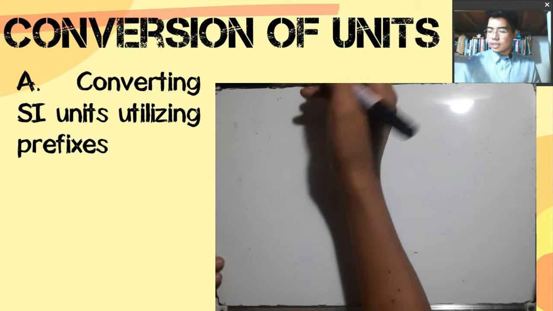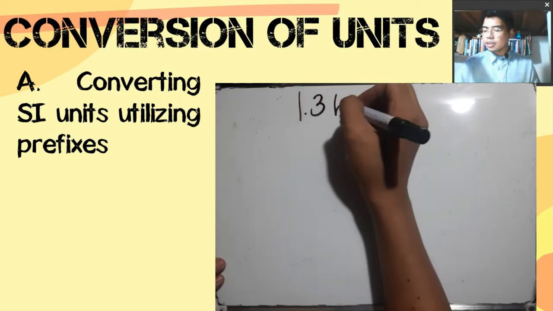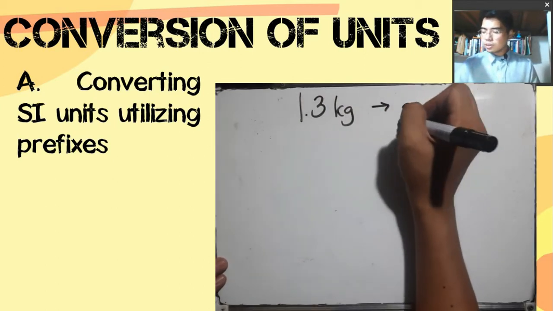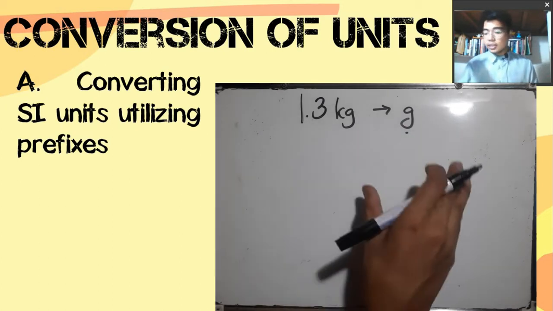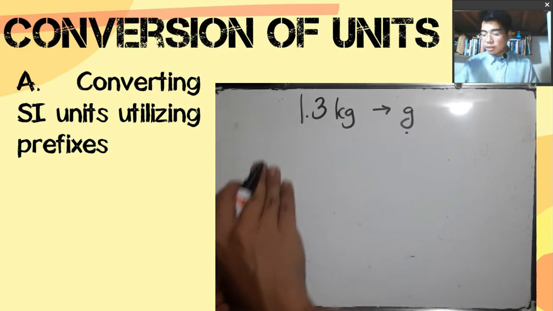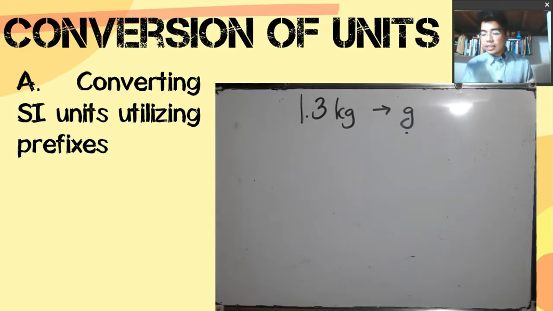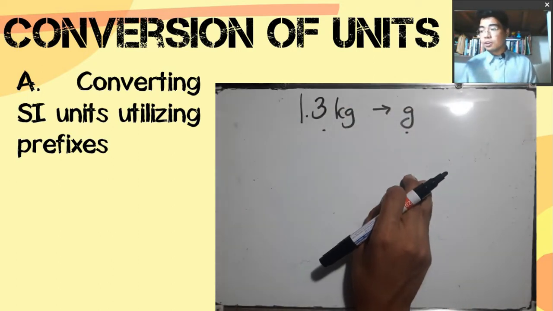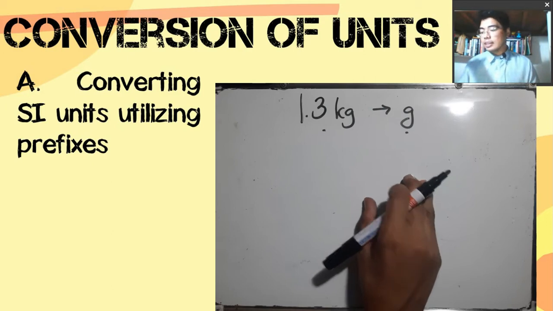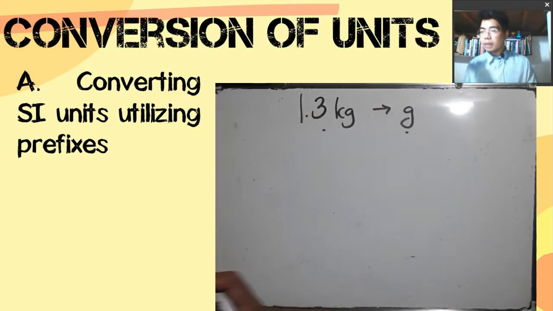The second one, let's now convert 1.3 kilograms to grams. Grams is now the base unit. Okay? And whenever we are considering the presence of this particular problem, we can observe here that the value of the one that we want to convert is definitely larger than the value of the unit that is present on the product side of the equation.